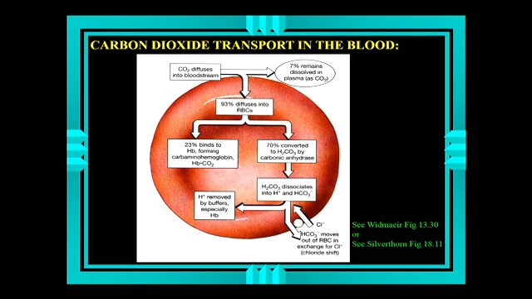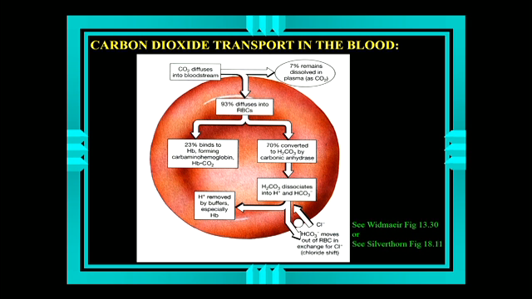So we want the bicarb into the plasma because that's how you're transporting it around the body, but you don't want to massively depolarize your red blood cells. So what do we do? We simply exchange or swap the bicarb with another negative charge. And that happens to be chloride.